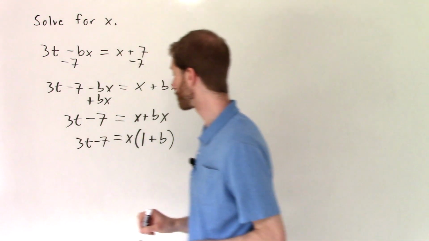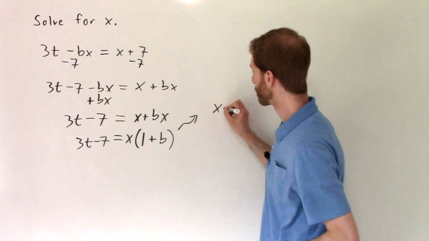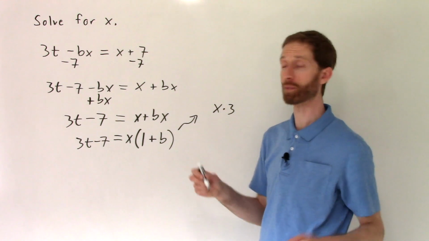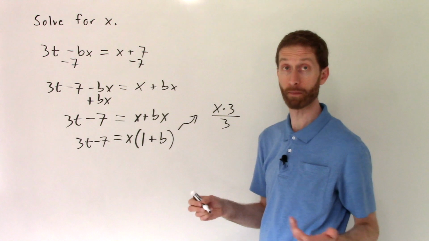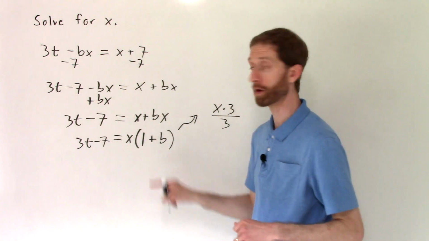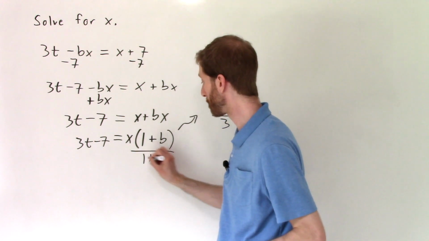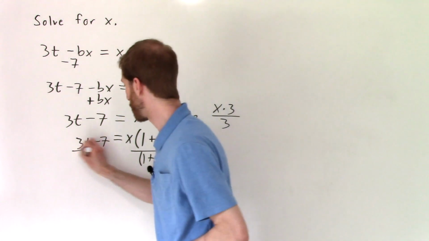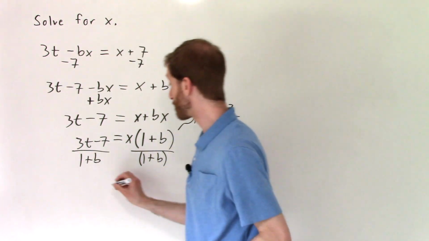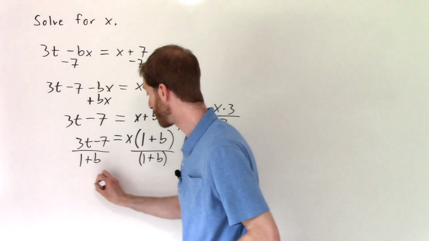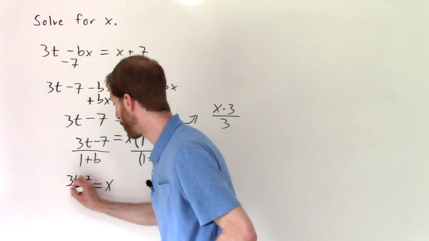Remember, we're solving for x. So think of this as x times 3, or x times any number. How do you undo x times a number? You divide both sides by that number. So this is x times a number, and we're going to divide both sides by that number. That number just happens to be 1 plus b. You can leave it in parentheses or not; it doesn't matter. It's grouped by that division sign. And so you get that x is equal to 3t minus 7 over 1 plus b.